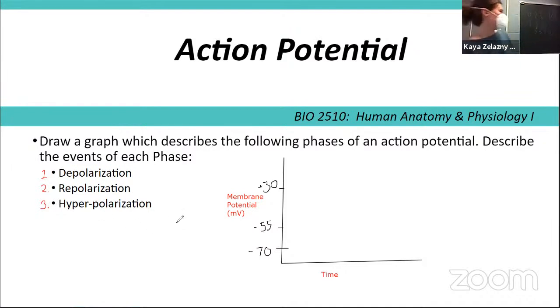That jogs my memory about what kind of a line I will be drawing for depolarization. Going up, and from where specifically? From -70 up to -55, our threshold, and then up to positive 30. So who wants to tell me why this is happening? What ion are we thinking about? Sodium. So we're thinking about the sodium rushing in through those voltage gated channels. This is our sodium coming in.